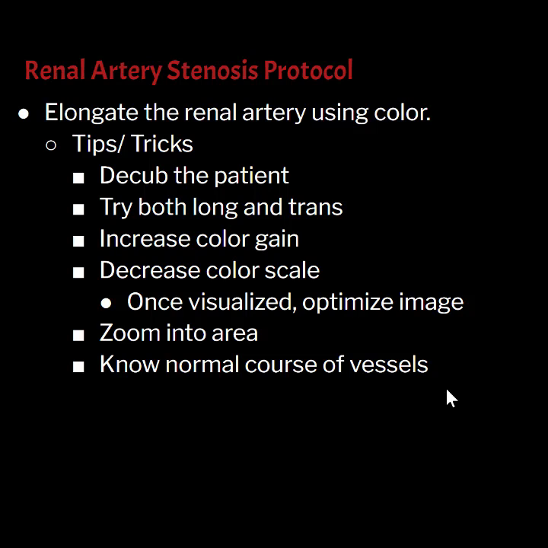Make sure to increase your color gain so it really sticks out within the abdominal tissue. You may want to decrease your color scale. Again, that will bring out the fast speeds of the renal artery a little bit more prominent in your pictures.